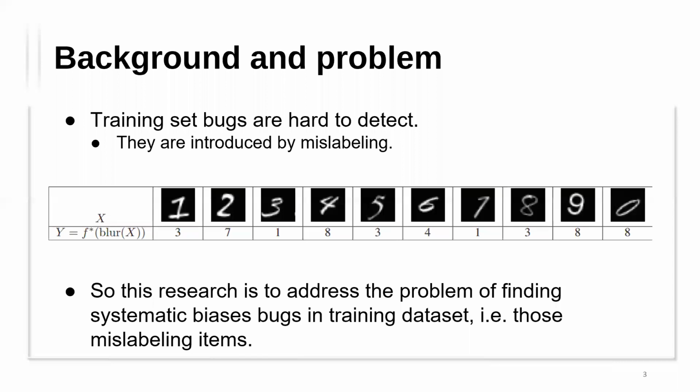And here we need to notice that when there are some single outliers, it's very easy to detect. However, for those systematic bugs, like some bias, those are the bugs that are very hard to detect.